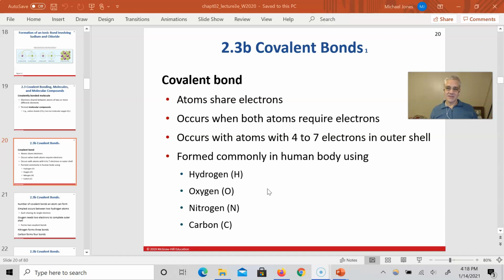You think about it as they want to be happy. How are they going to be happy? Well, if they could fill up or get close to filling up the outermost shell, they would be happier. They can do that by sharing in the covalent bonds. So most of the time you're going to see covalent bonds in hydrogen, oxygen, nitrogen, carbon. Those are the big covalent bonders.